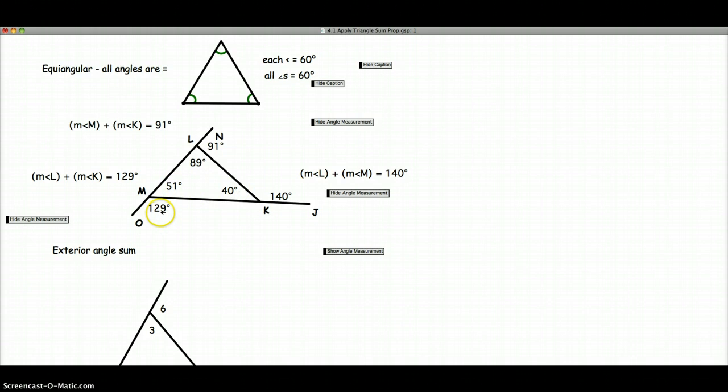Just out of curiosity, what do all the exterior angles equal? 129 plus 140 plus 91. That's right, they're 360. So exterior angles add up to 360. That is always going to happen. If you draw a triangle like this and you have the linear pairs created, on the outside you're going to have 360. The exterior angles are going to equal 360. The interior angles, or the inside of the triangle, are going to equal 180.